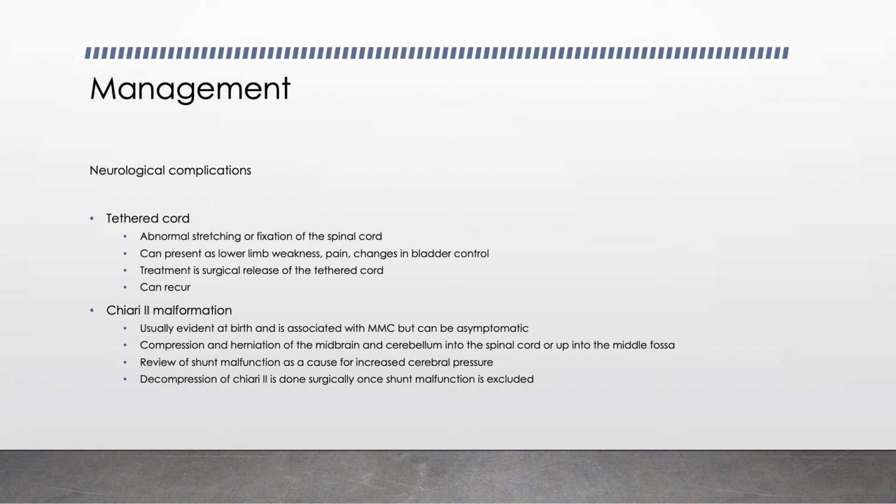Chiari-2 malformation. So this is usually evident at birth and is associated with myelomeningocele, but it can be asymptomatic at that time. This is compression and herniation of the midbrain and the cerebellum into the spinal cord or up into the middle fossa. Review of shunt malfunction as a cause for increased cerebral pressure is important. And then decompression of Chiari-2 is done surgically once the shunt malfunction has been excluded as a cause.